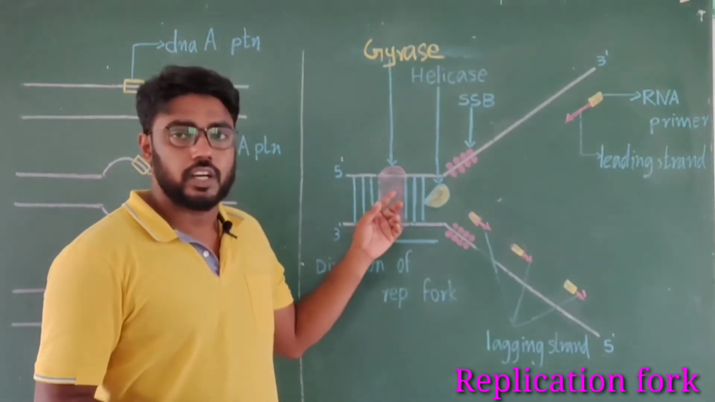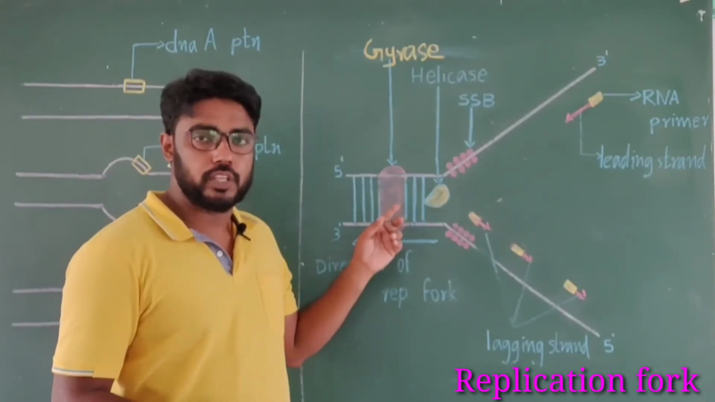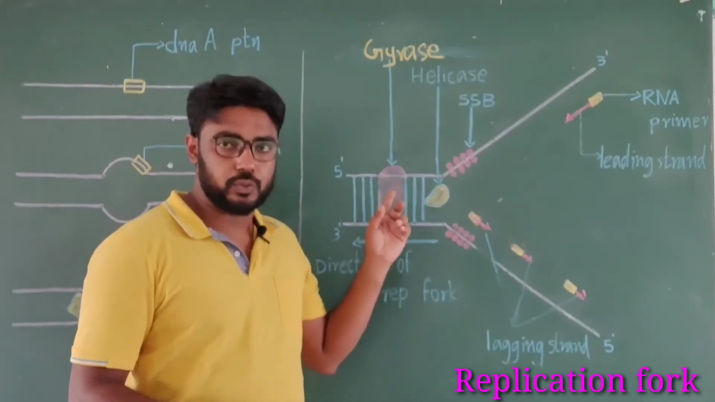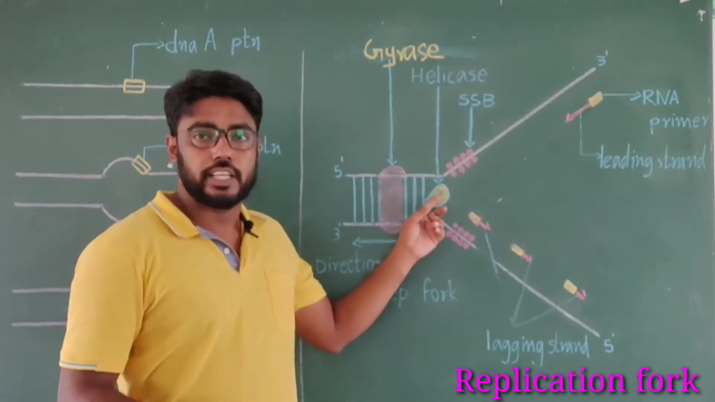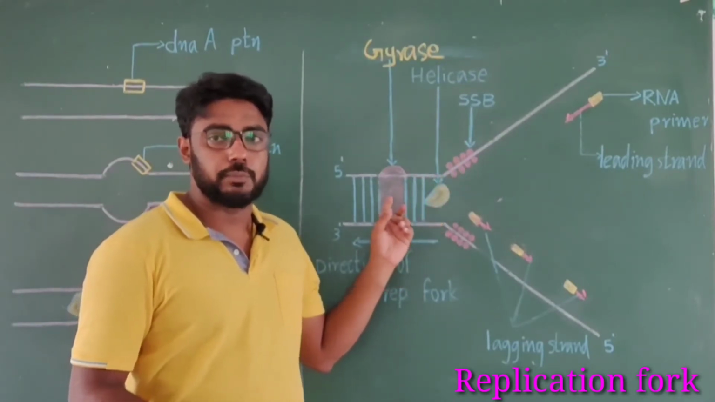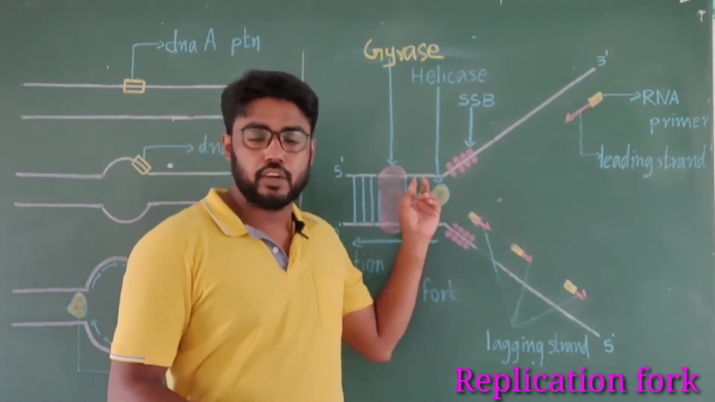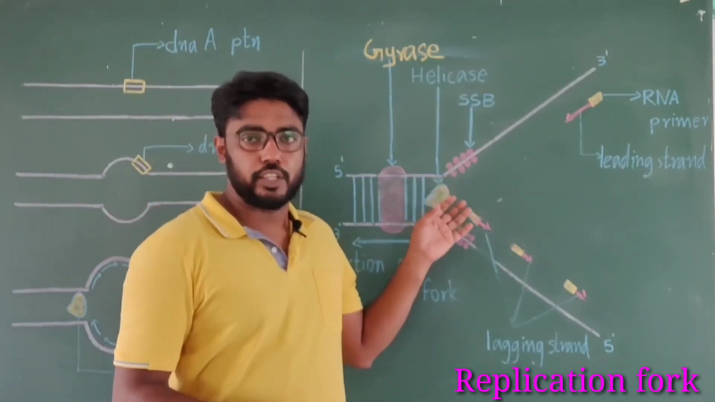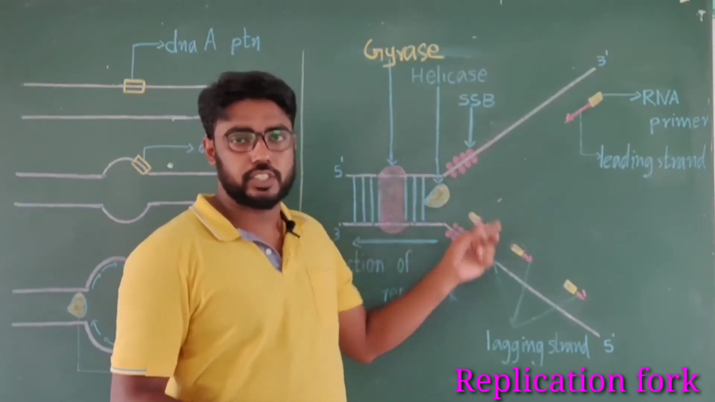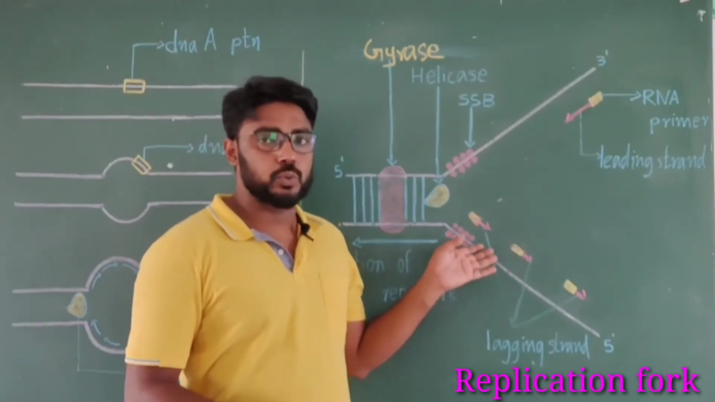You can see here different enzymes. One enzyme is DNA gyrase, which removes the supercoiling and gives negative supercoiling to DNA. Another is the helicase enzyme, which removes the hydrogen bonds. When DNA helicase binds, it leads to the formation of two single strand DNA, as you can see here.